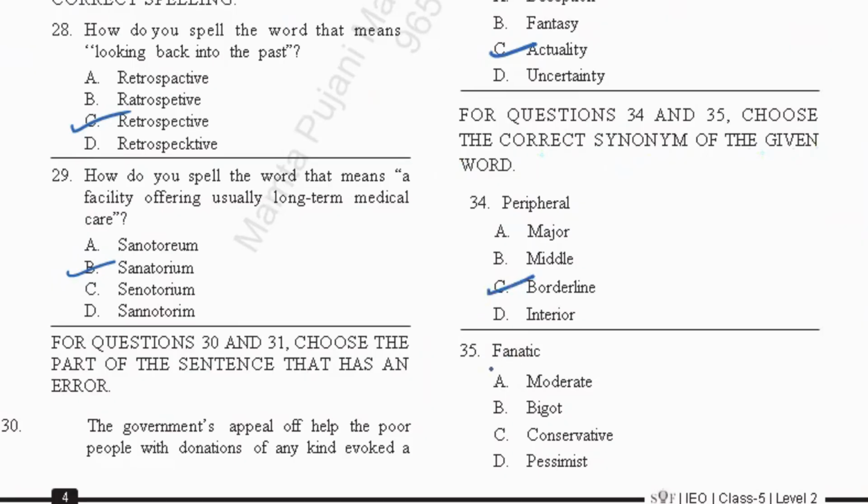Next, fanatic. What do you mean by fanatic? Fanatic is a word used for a person who has a strong liking for something. It could be related to anything, like a strong liking for football or some religious belief. It can't be moderate, and you have bigot. Yes, bigot could be your answer, which means a person with strong belief who will not listen to or accept a different opinion. So option B is your correct synonym for the given word fanatic.